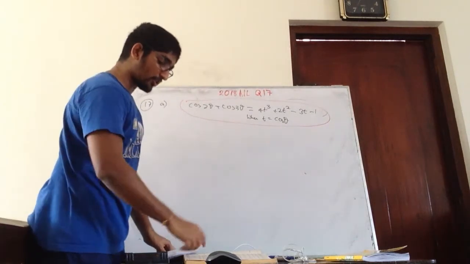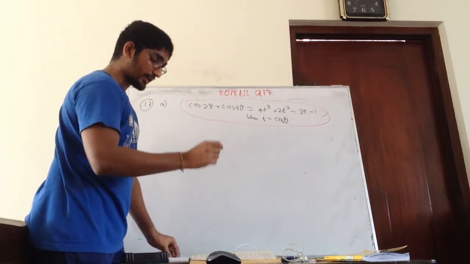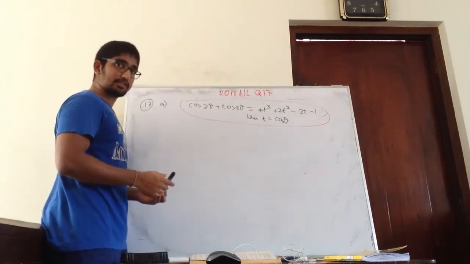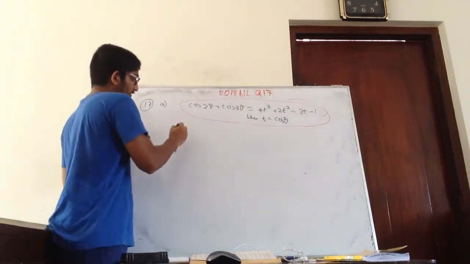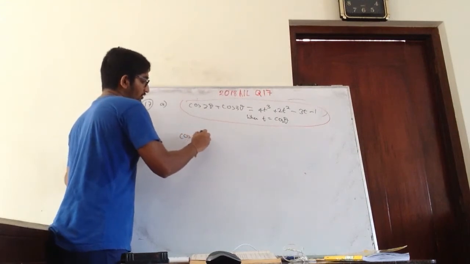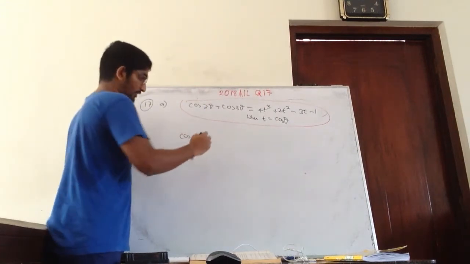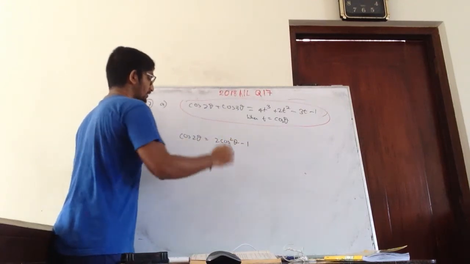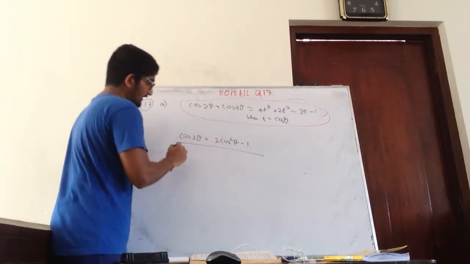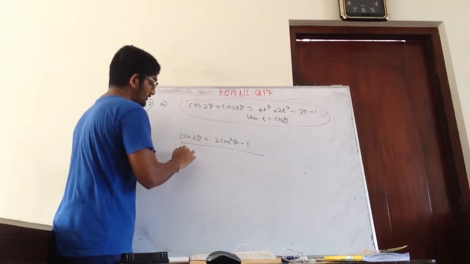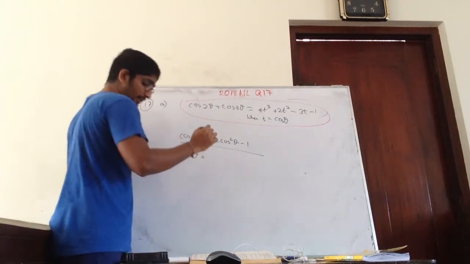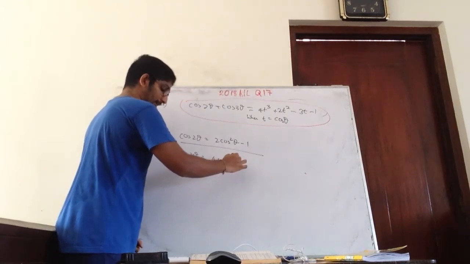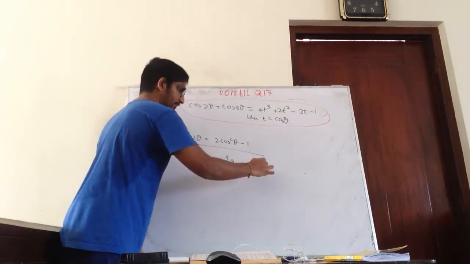So first of all, what are they saying? They are saying write down cos 2 theta and cos 3 theta in terms of cos theta, right? So what is cos 2 theta? Cos 2 theta you can write as 2 cos square theta minus 1. This is one of the things they are asking. Then they are asking cos 3 theta. That is 4 cos cube theta minus 3 cos theta.